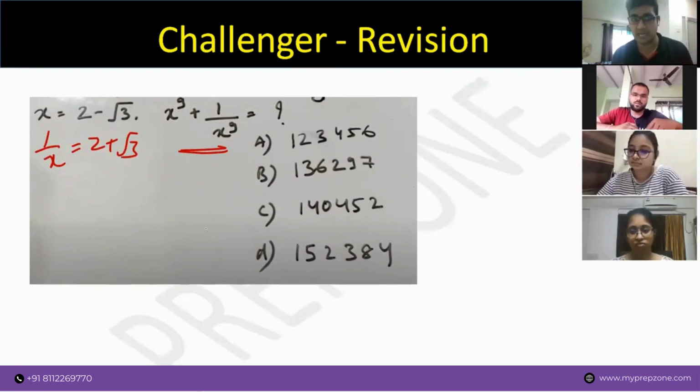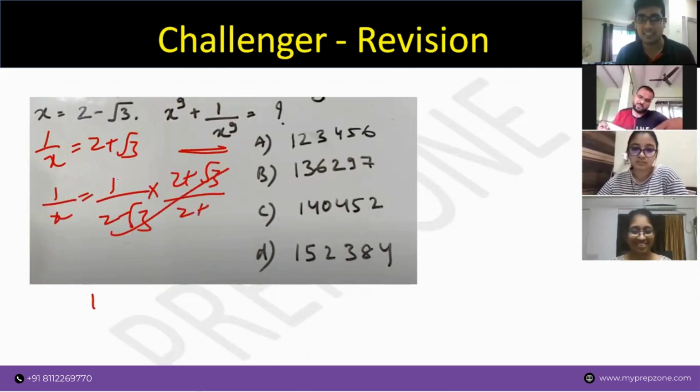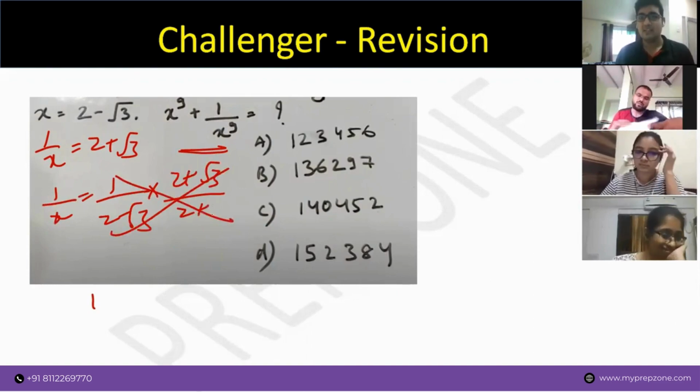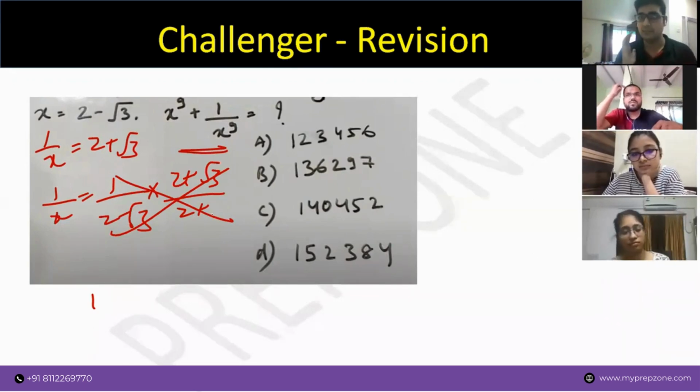If you have to really score high in CAT, you have to avoid this step. You are actually calculating 1 by x as 1 by 2 minus √3 into 2 plus √3 by 2 plus √3. You don't have to do all this; it should be oral. 2 plus √3 into 2 minus √3 is 2 square minus √3 square, which is 4 minus 3, 1. So the denominator is 1, which means 1 by x is 2 plus √3, a direct conjugate. If you just add them, x plus 1 by x is 4.